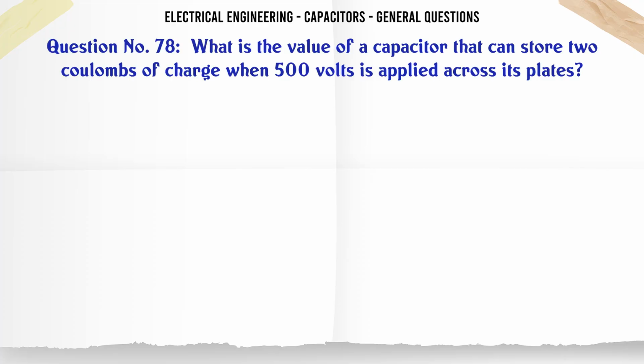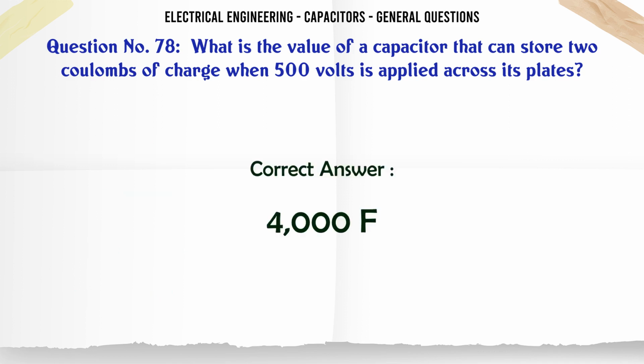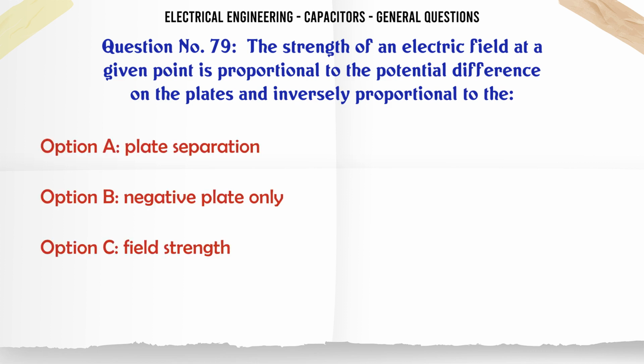What is the value of a capacitor that can store 2 coulombs of charge when 500 volts is applied across its plates? A. 4 farad, B. 250 farad, C. 4000 farad, D. 250 farad. The correct answer is 4000 farad.